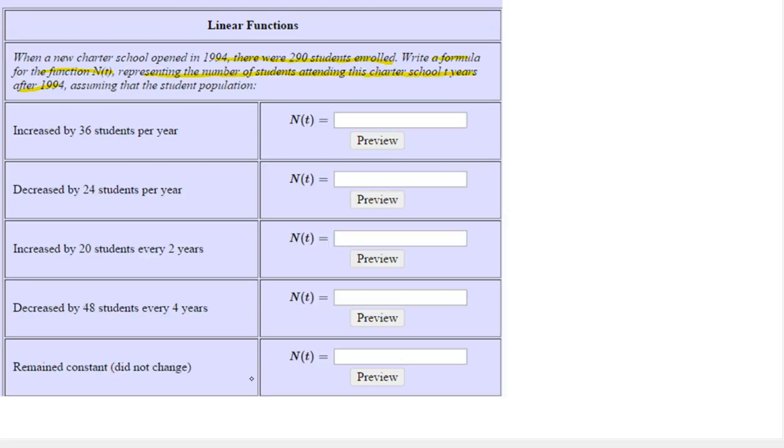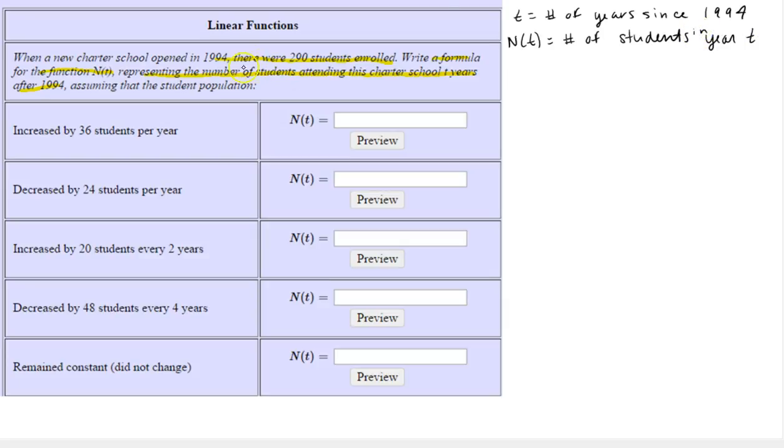situations that can happen. So let's start by just defining our variables, writing out what they mean. So t is the number of years after 1994, the number of years since 1994. And n of t is what we're looking for, and that's the number of students attending the charter school t years after 1994. So n of t, number of students, and I'm just going to put in year t.